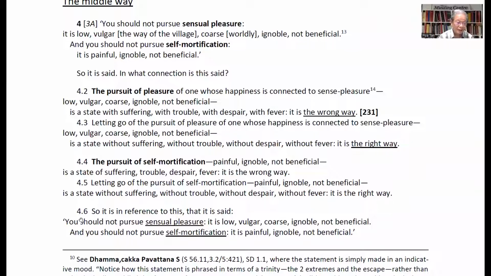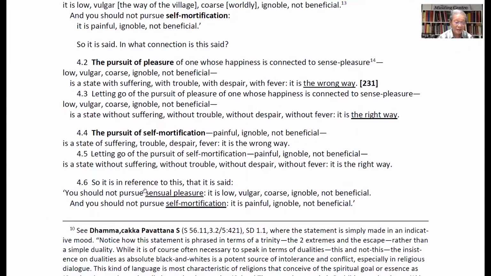4.6. So it is in reference to this, it is said, you should not pursue sensual pleasure. It is low, vulgar, coarse, ignoble, not beneficial. And you should not pursue self-mortification. It is painful, ignoble, not beneficial. So now the Buddha says, okay, now we have this question. Why did we ask this? Why did we make this statement? All right. We go further down.